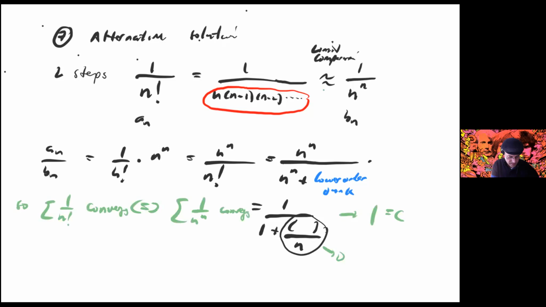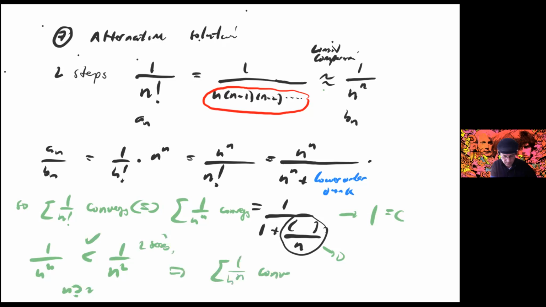But now we can compare 1 over n to the n with 1 over n squared. It's easily seen that if n is at least 2, this inequality holds. So this is the p-series with p equals 2 on the right side. And therefore that implies by the ordinary comparison test that 1 over n to the n converges. So that's another way to do the problem. I think the first way is easier, though.